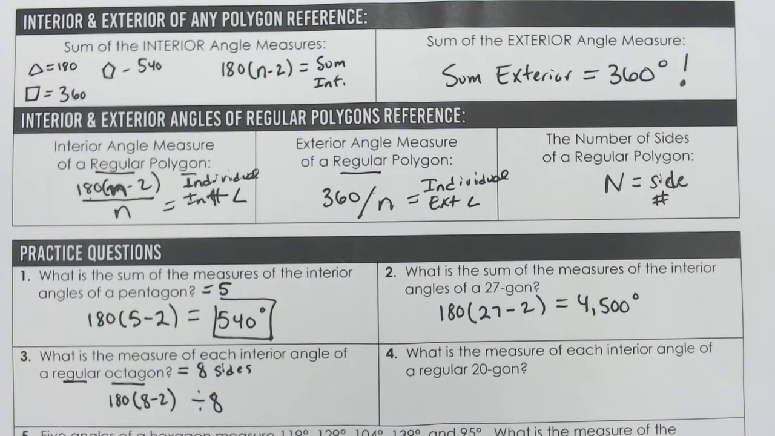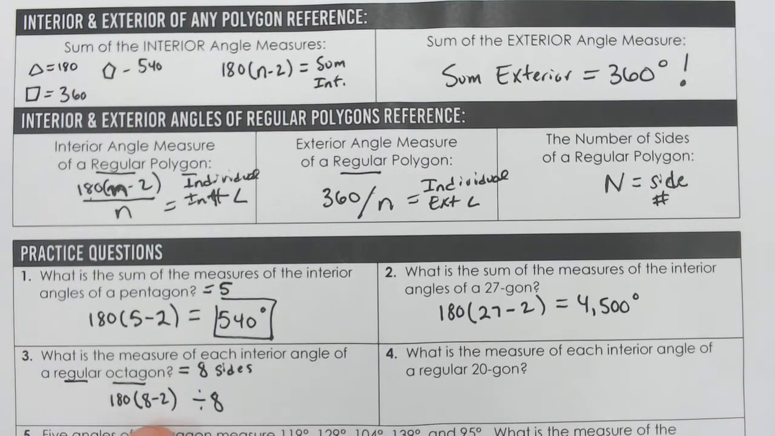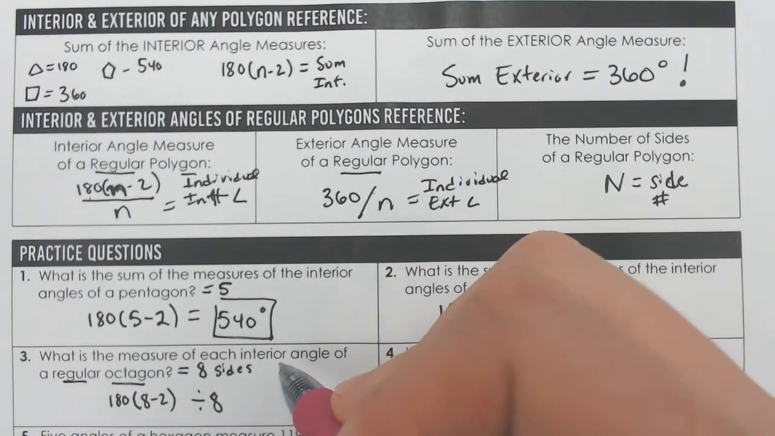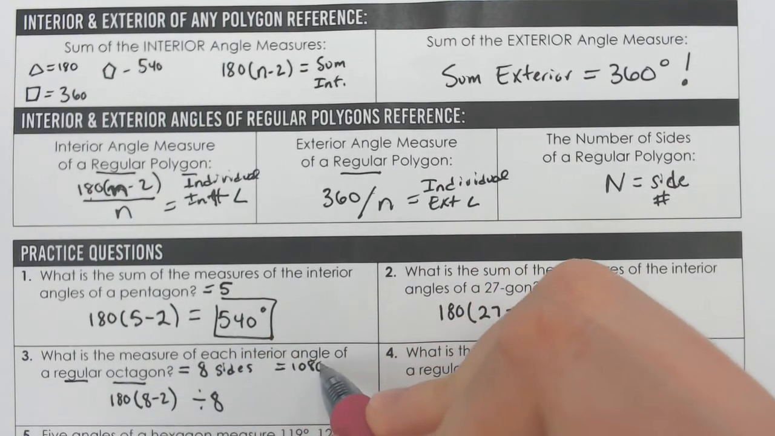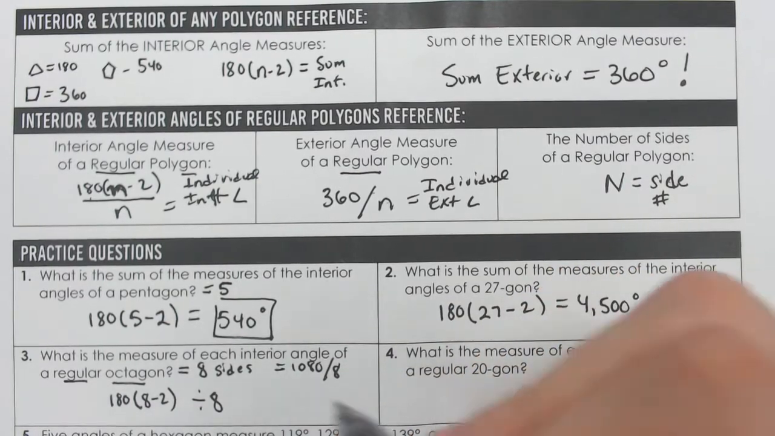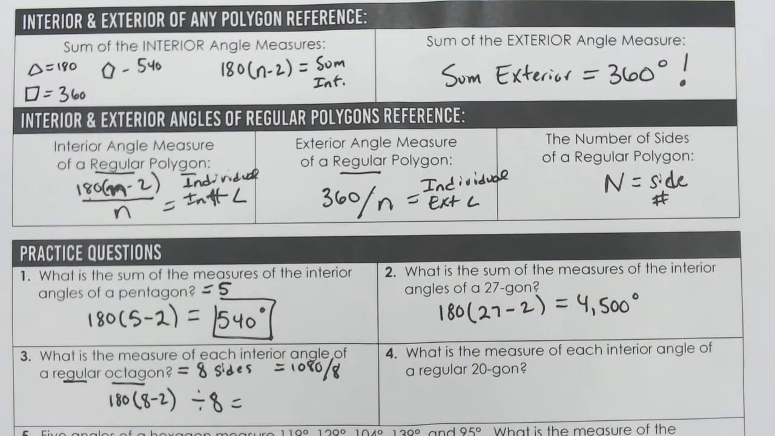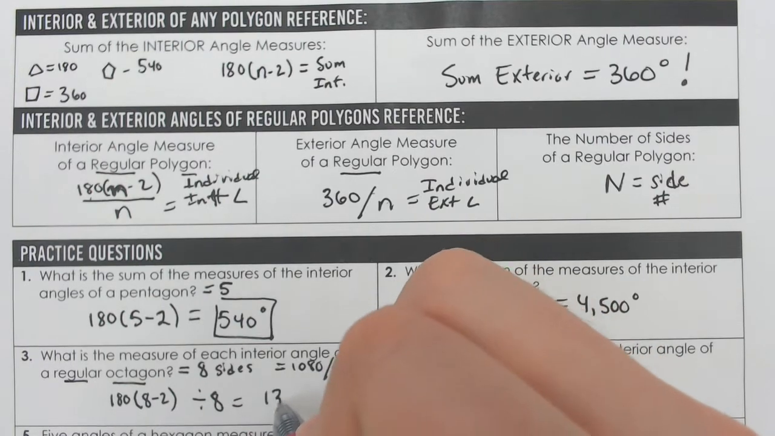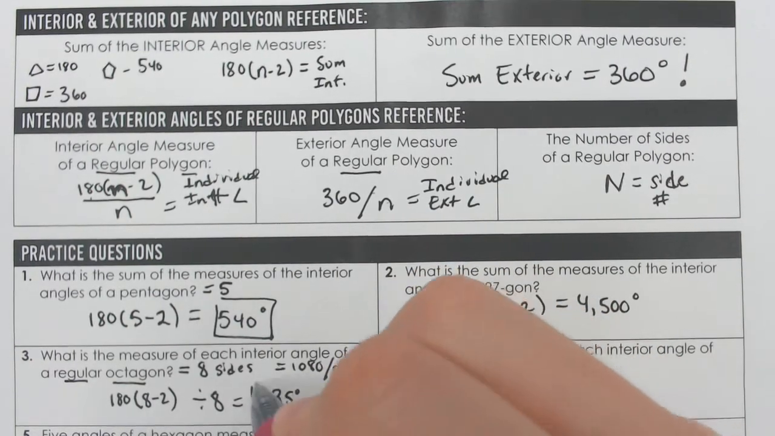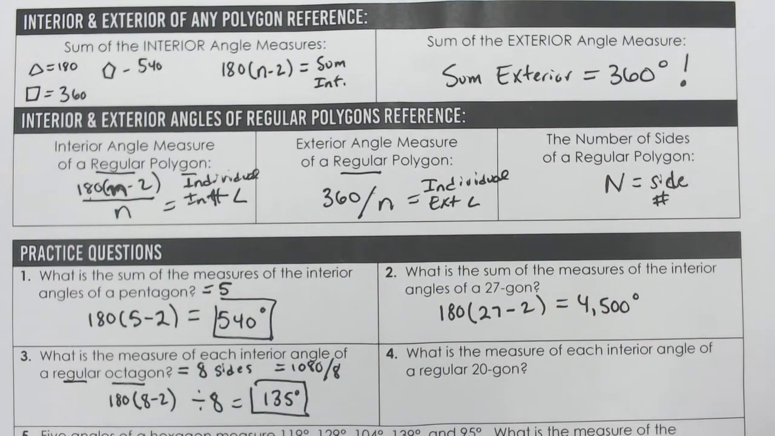So 180 times (n minus 2), which is 180 times (8 minus 2), is 180 times 6. You're going to get 1080 from that, which means that the total amount of the interior angles in an octagon is 1080, but you have to divide that evenly by 8 to get the individual angle, which is 135 degrees. All right?